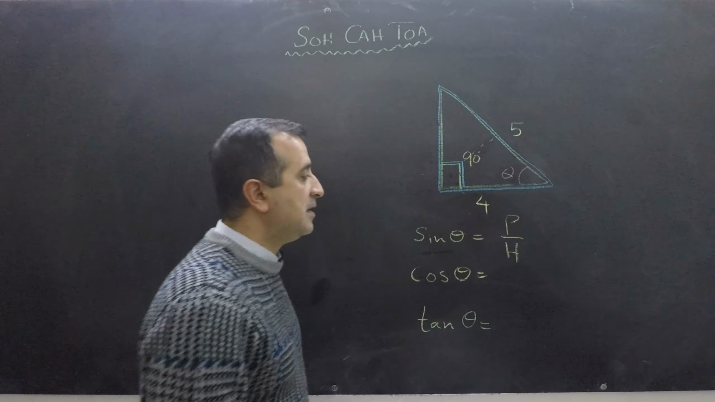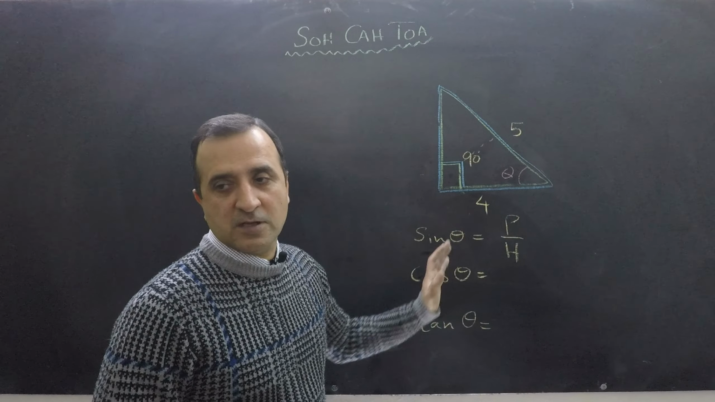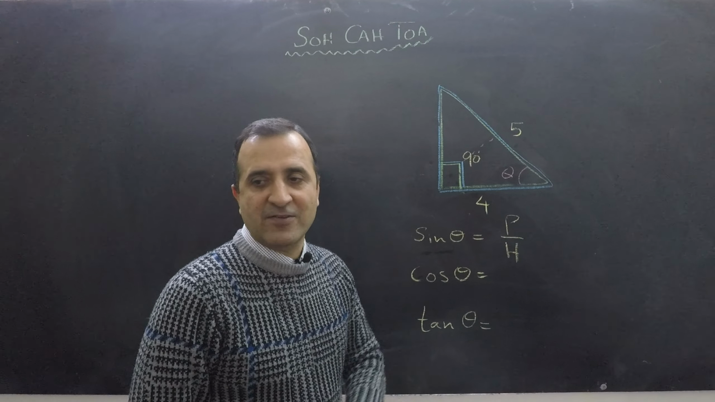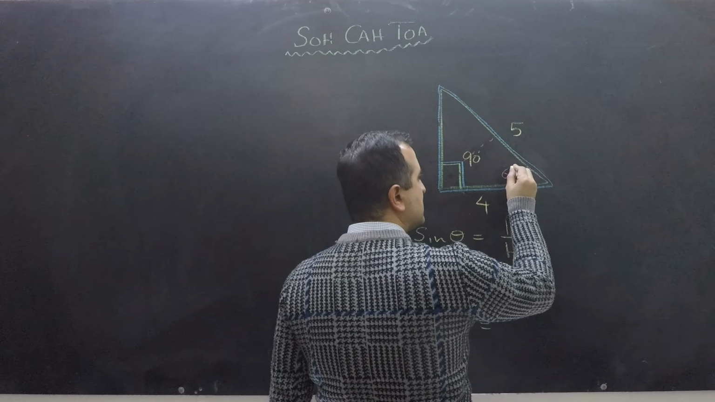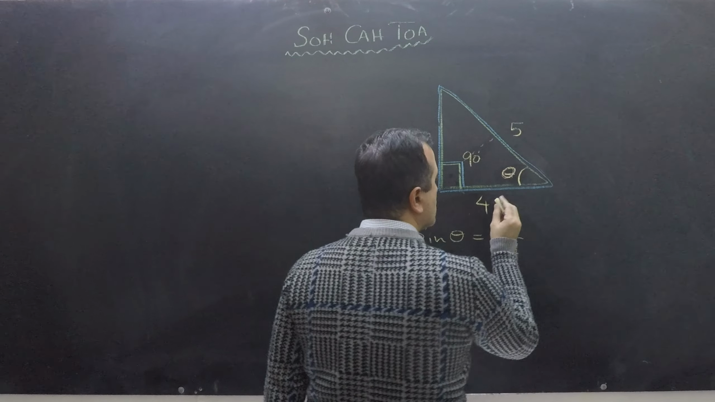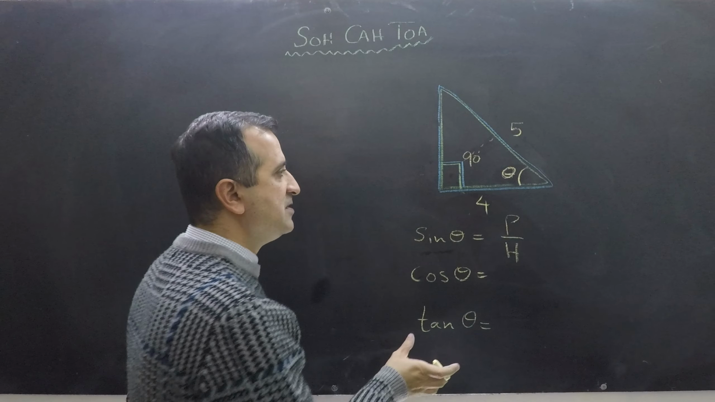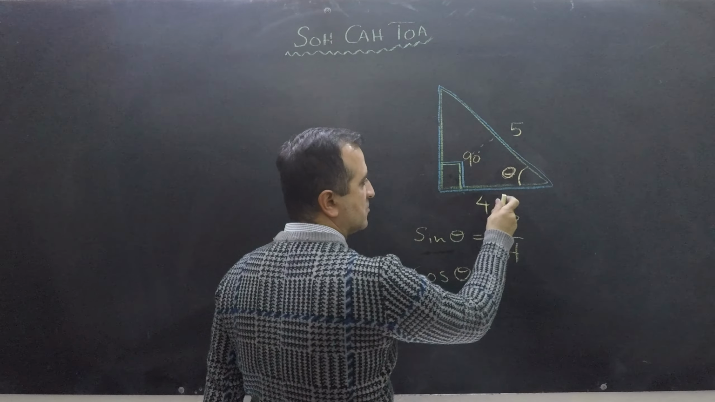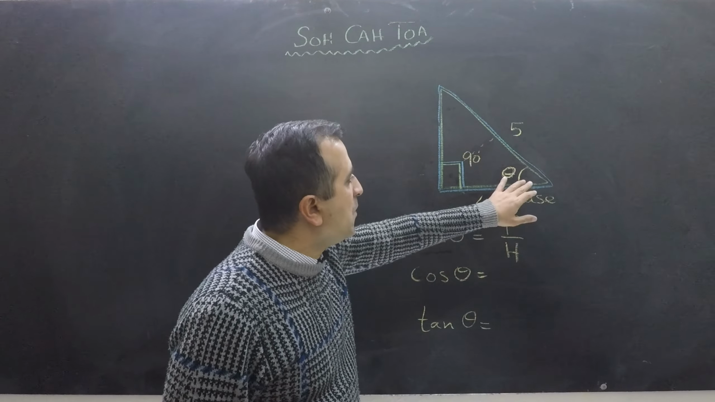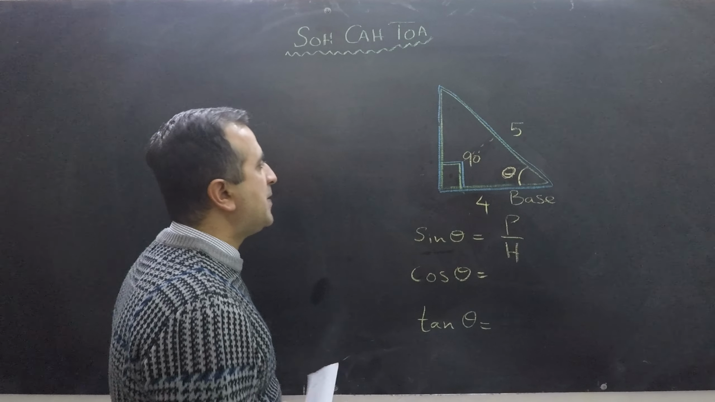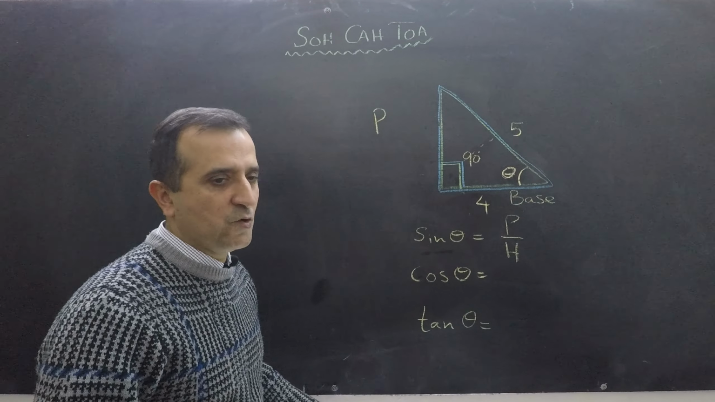And in this case, I have to be careful about what is perpendicular and what is base, because if I switch perpendicular with base, everything will change. This is my theta, so this is going to be my base, because base is the side which has both theta and the 90 degree angle. So this is my base, and the side opposite to theta is perpendicular. So this is my perpendicular, or the opposite side in SOH-CAH-TOA notation.